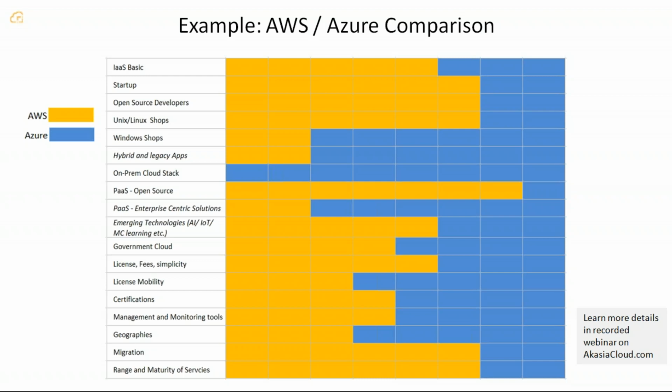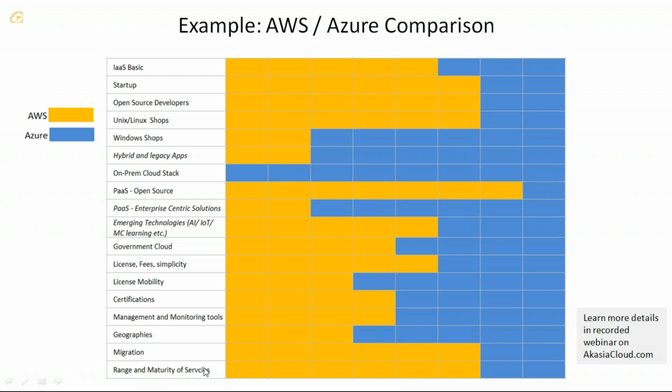If you look at the characteristics on the left-hand side and then see whether Amazon or Azure is the leader in that characteristic, you can see that Amazon is the leader for startups and open source developers, as well as Unix and Linux shops. And then if you go down a little bit and see where my cursor is, for PaaS applications, in particular open source applications, Amazon is the leader. Whereas for enterprise-centric PaaS applications, Microsoft is the leader. And then if you scroll lower, in terms of geography support, it looks like Microsoft is a leader there.